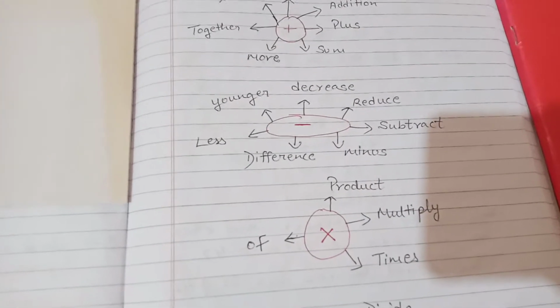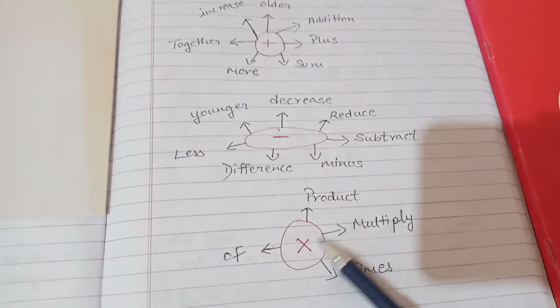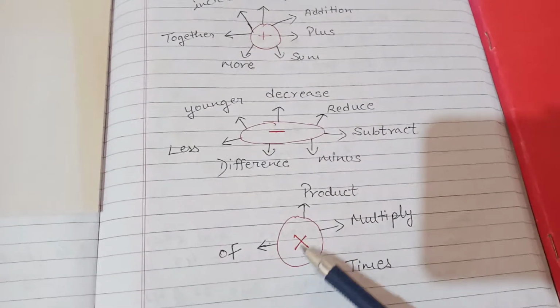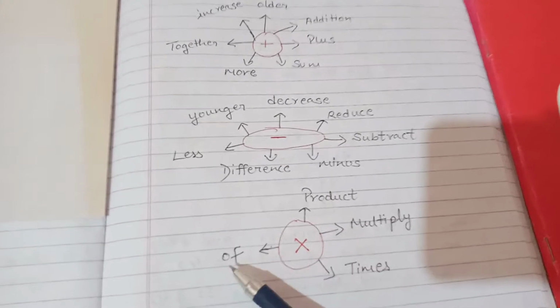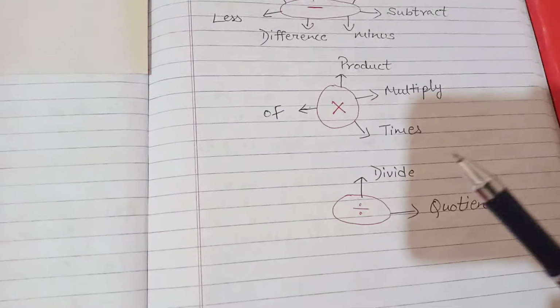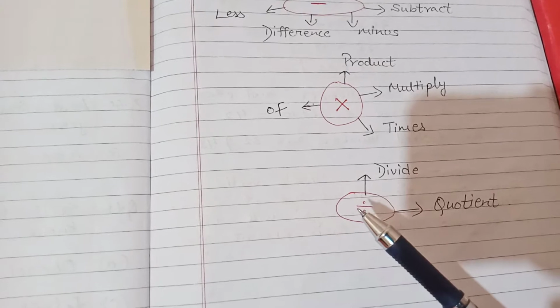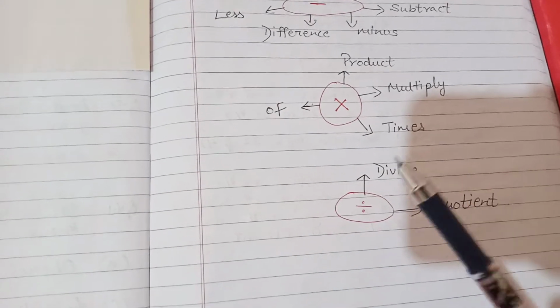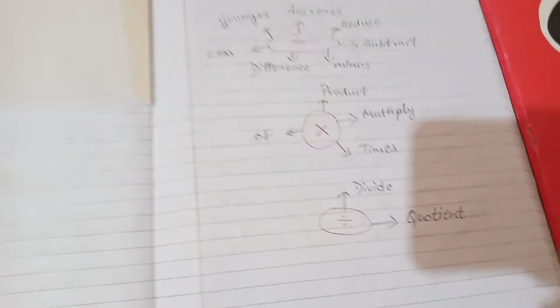Okay class, now I'm talking about multiplication. It is also known as multiply. Product means you are talking about multiply. Times means multiply, and of is also known as multiply. And last we will talk about division. Division is also known as divide, or you can call it a quotient. So now I'm going to start the word problems.